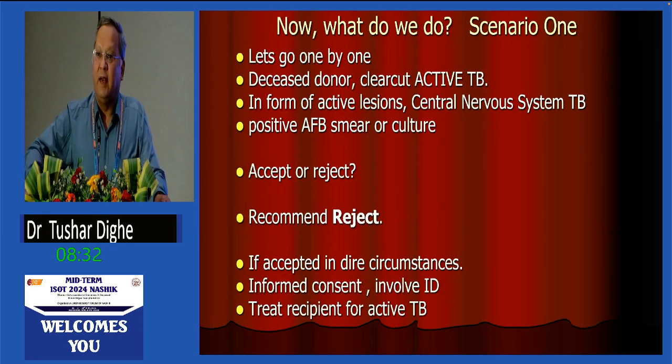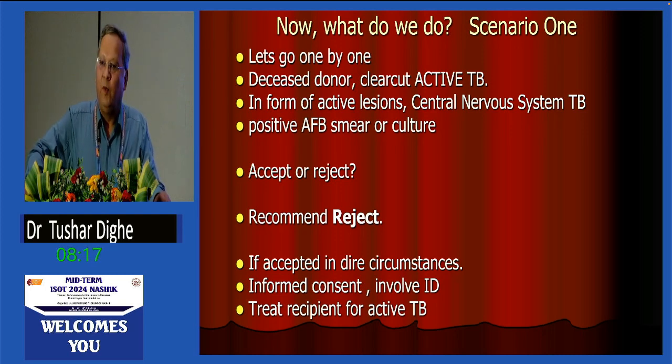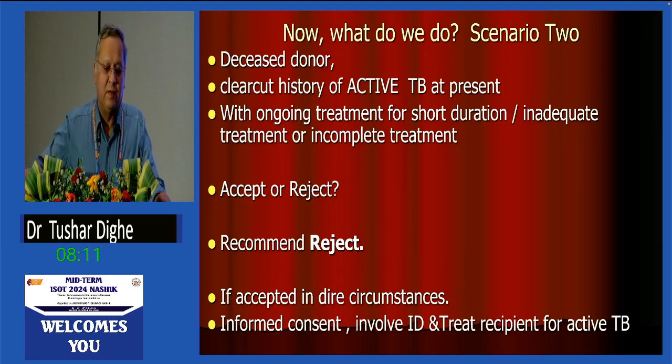So how do we decide? What do we do? We have one patient who has a diseased donor. He has active tuberculosis in the form of active lesions, positive AFB on culture. We accept or we reject. We recommend reject. And if accepted in dire circumstances, we take informed consent, we involve our ID consultants, and we treat the recipient for active tuberculosis.